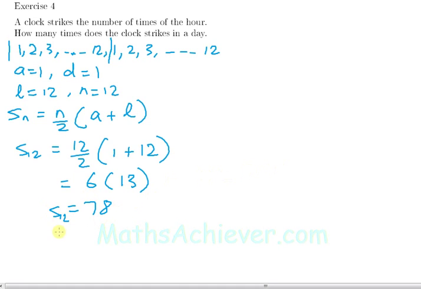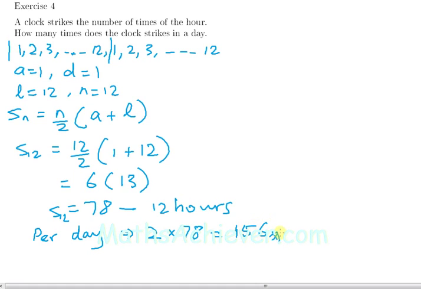So the number of clock strikes, this is only for 12 hours, right? Since this is from 1 to 12, we need to times 2 to get the 24 hours. So per day would be 2 times 78, which is 156.